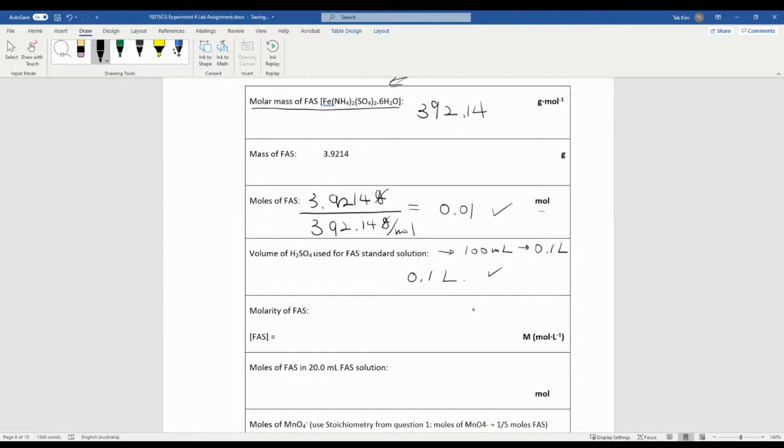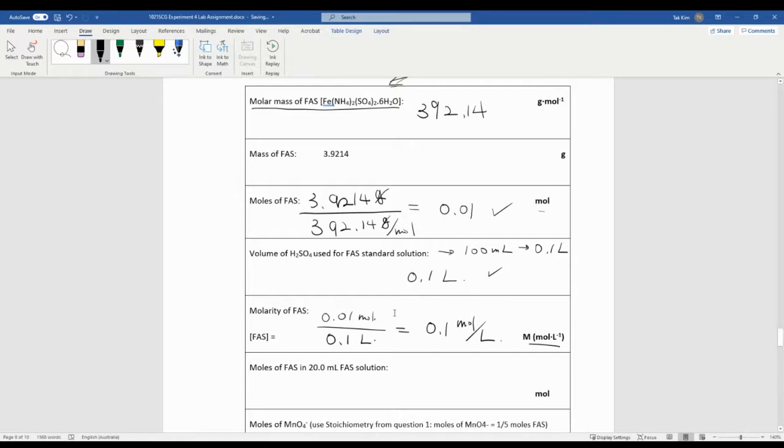The molarity will be moles over 0.1 liter. So molarity will be 0.1 moles per liter, right? Which is right over here. I'll write the unit anyhow, moles per liter.